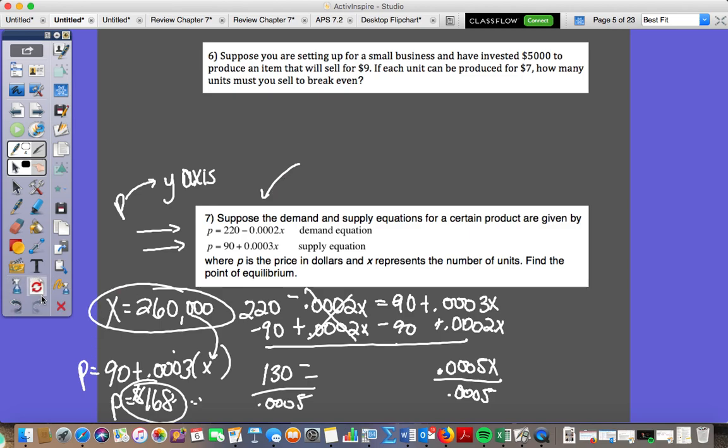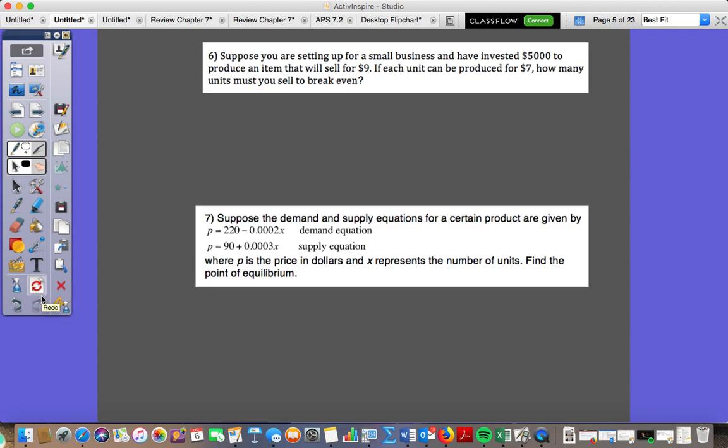All right, number 6, another very good one. Again, I always read the last sentence as we're moving forward on these word problems. It says, how many units must you sell to break even? So what we've got is this idea of break even. Different than supply and demand. Supply and demand is, what am I going to sell it for? What's the demand curve? What's the supply curve?